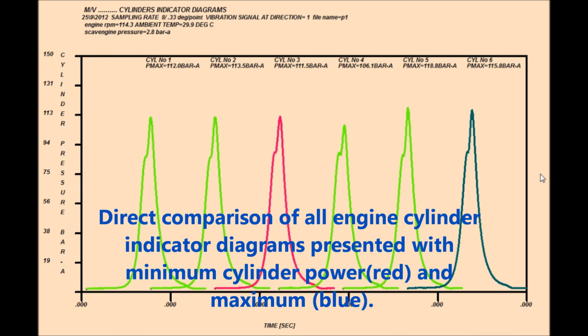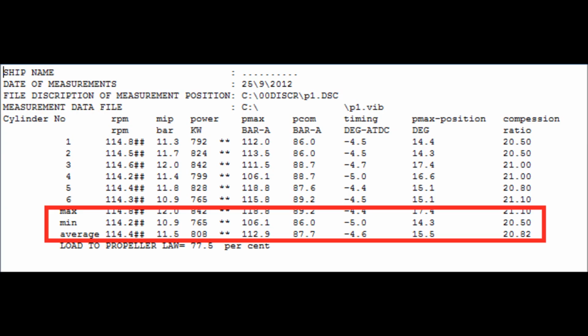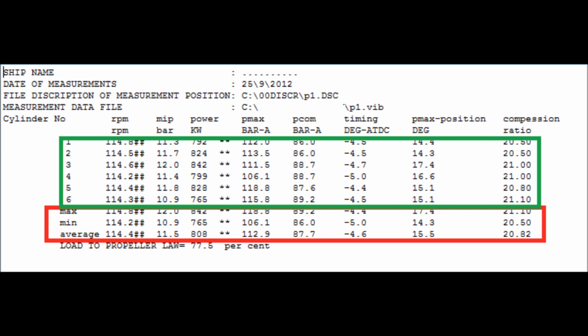Direct comparison of all engine cylinder indicator diagrams is carried out, with the red marked cylinder as the minimum powered and the blue as the maximum power. The same comparison with max, min, and average values can be seen in table format.